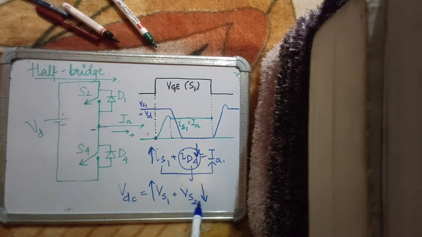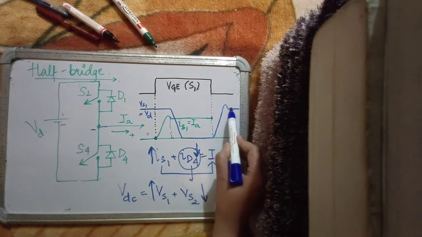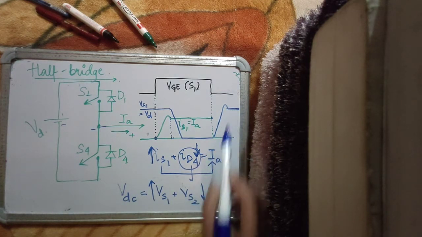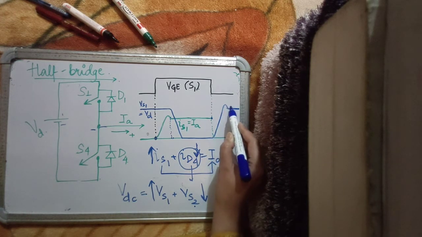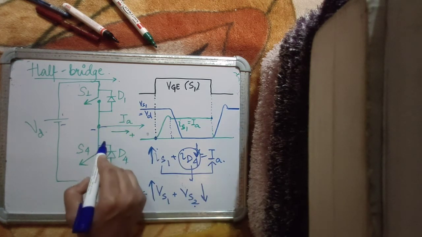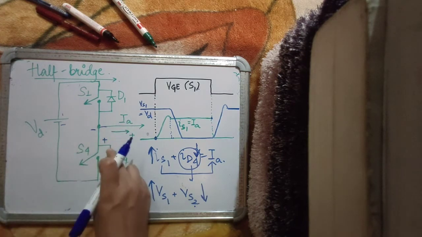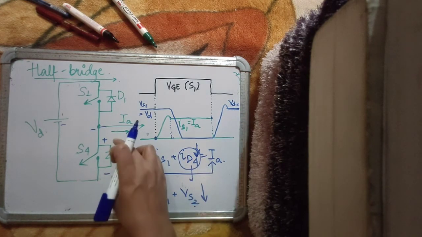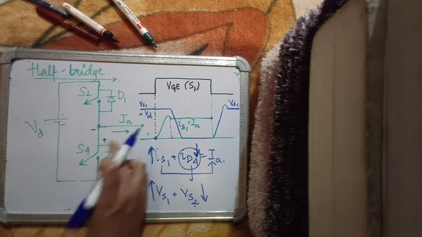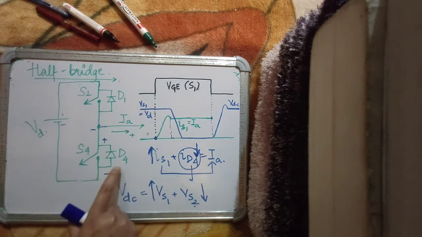Now, as long as VS1 has not reached VDC, VS2, or you can say VD4, will not reach 0, which means that as this voltage VS1 is increasing up to VDC, this voltage over here is falling, and it will not reach 0 until VS1 reaches VDC. When this voltage has not reached 0, which means there is some finite voltage across the device, it also means that the diode D4 is reverse biased, so the diode D4 cannot start taking up current, which also means that S1 will continue to take that current.